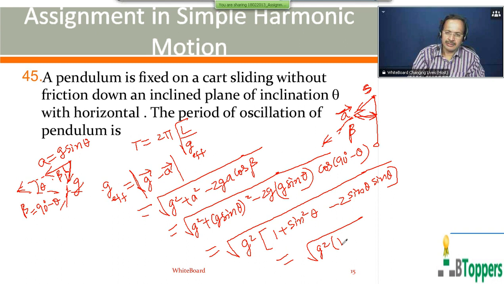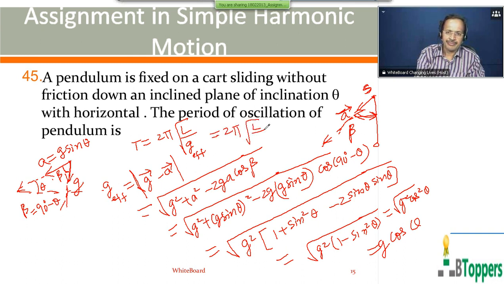Root of G square into 1 minus sin square theta. So 1 minus sin square theta is cos square theta. Root of G square into cos square theta. So the effective value of G you can take as G cos theta. So the time period of oscillations is given by 2 pi root of L by G effective, or G dash. So 2 pi root of L by G cos theta. So that's the answer for the given question.